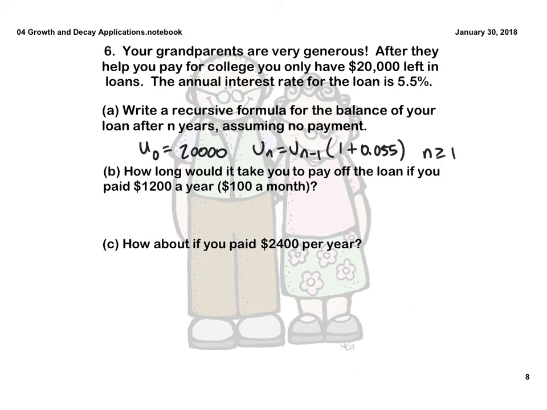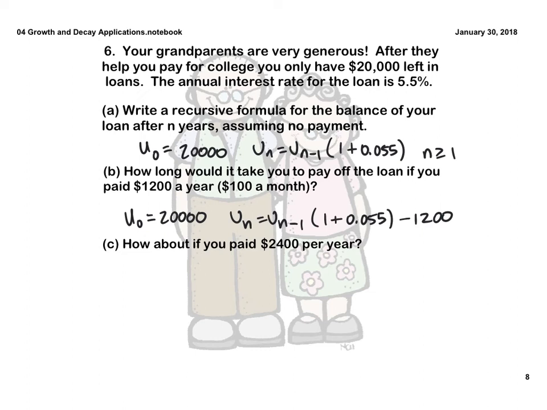So the question says, how long will it take you to pay off the loan if you pay $1,200 a year? So here's how we analyze this. We have the same starting value of $20,000. We have the same general recursive formula, except for one big change. We will be subtracting $1,200 every single year. So the loan will increase in value. However, we will subtract off the payment in order to try to get it paid off in an amount of time. So how long will it take you to pay off the loan?